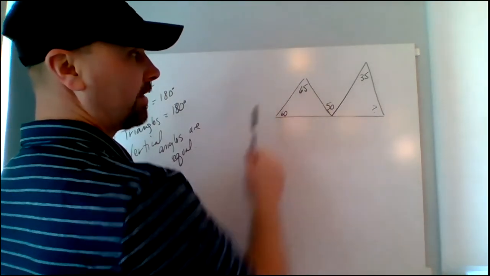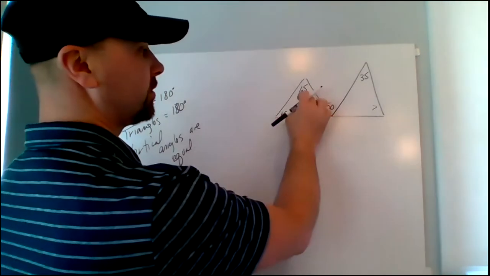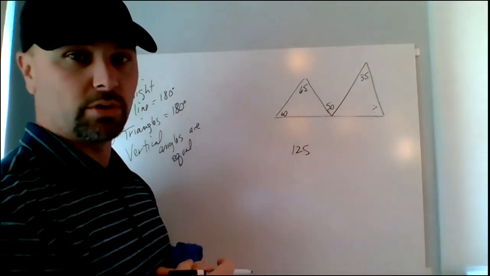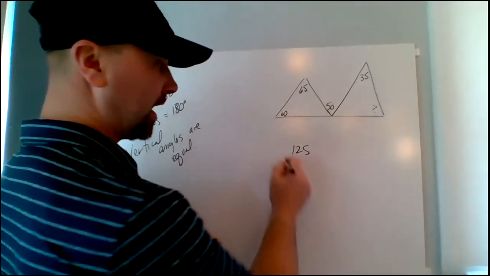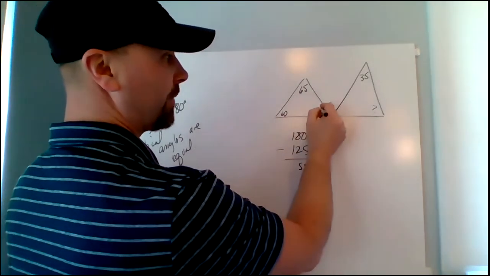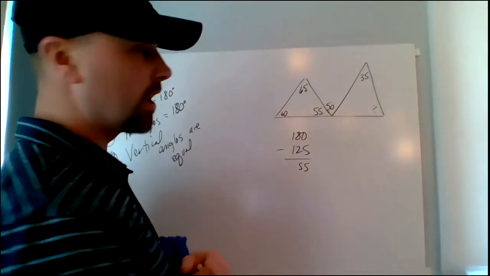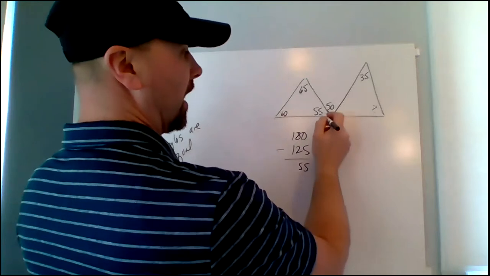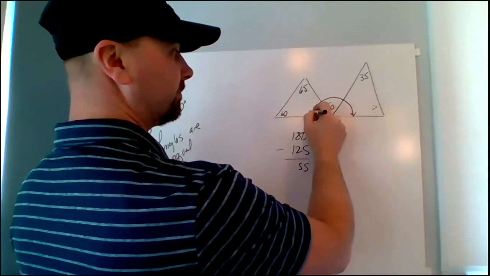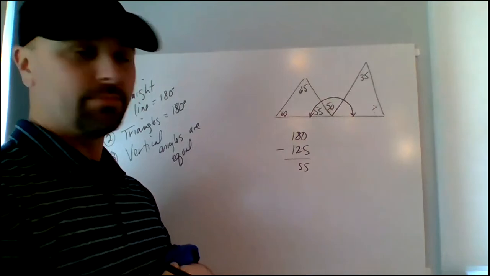Starting with the big idea of triangle number 1, we see 2 angles, 60 and 65 degrees, which makes a total of 125 of the 180, leaving 55 remaining. So we know this is a 55-degree angle. Using that and this angle, we're going to go back to the straight line of 180.